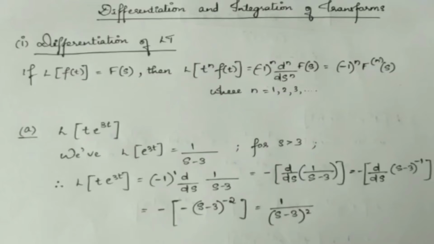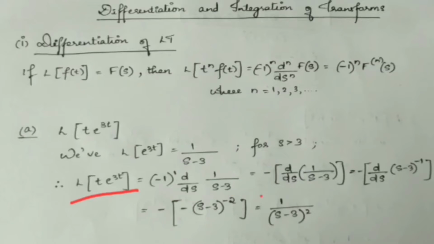So first let's find out Laplace of e raised to 3t. Laplace of e raised to at is given by 1 by s minus a, right? So Laplace of e raised to 3t will be given by 1 by s minus 3 for s greater than 3. Therefore, Laplace of t e raised to 3t is equal to minus 1 raised to n. n is equal to 1 here, so minus 1 raised to 1, d raised to n by ds raised to n. Since n is equal to 1, we will have only d by ds here, of 1 by s minus 3.